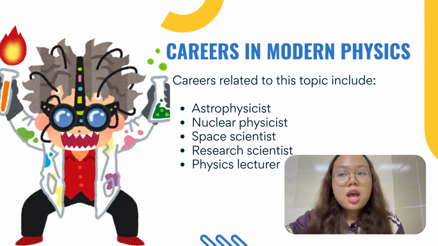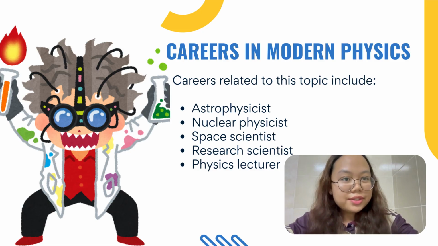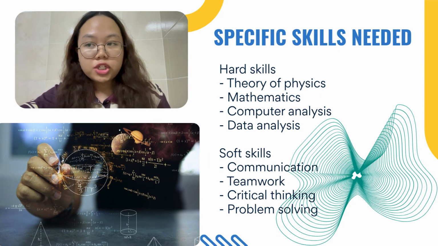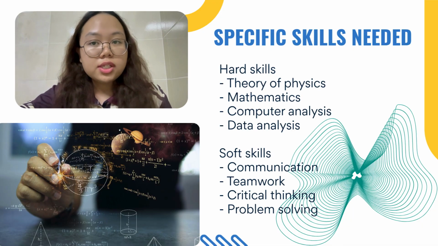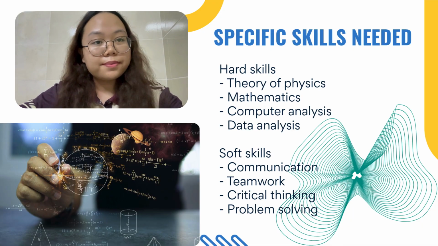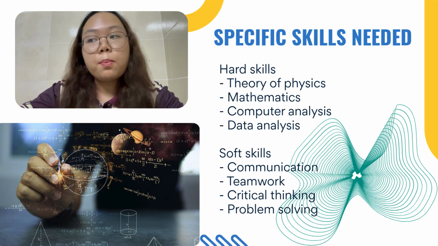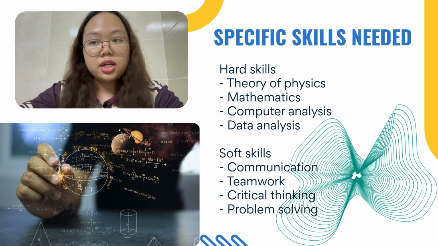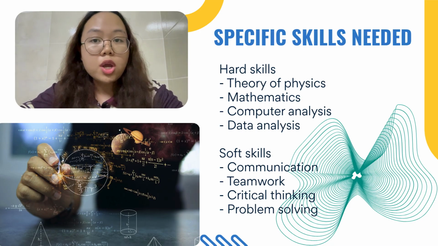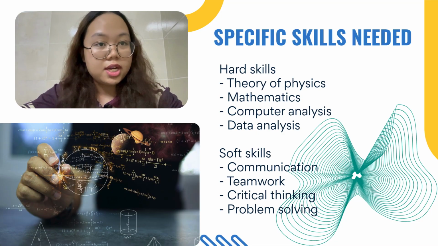Careers that relate to this topic are astrophysics, nuclear physics, space scientists, research scientists, and physics lecturers. These are specific skills that we need to make sure the objective of this field is reachable. We have two types of skills, which are hard skills and soft skills. For hard skills, we need to understand the theory of physics, especially modern physics. Not only that, mathematics also plays a crucial part in this study. Other than that, computer analysis and data analysis are also important skills that we all need to make sure all the resources successfully achieve the objective of the study.